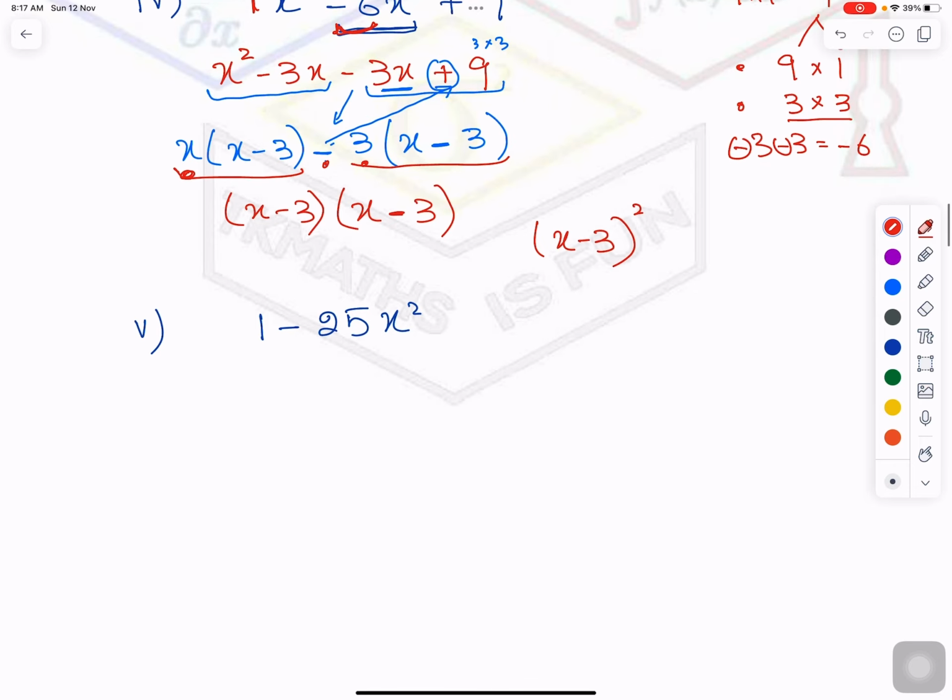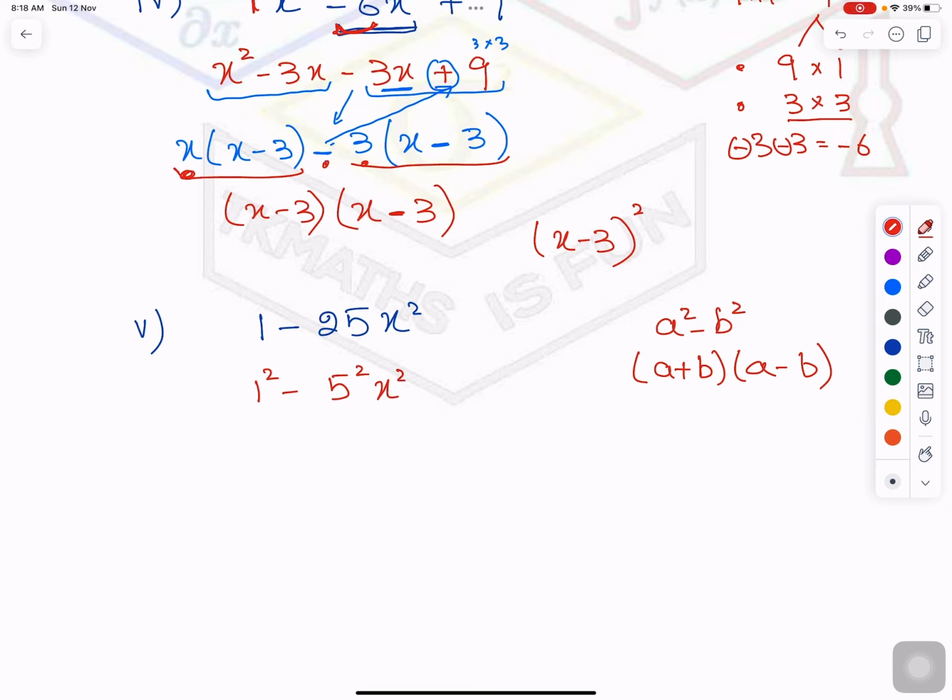Okay, now this is the last type of factorization. So in this case, what do you see? Do you remember this difference of a square formula, which is an algebraic identity? It is equal to a plus b and a minus b, right? So 1 can be written as 1 square. 25 can be written as 5 square.